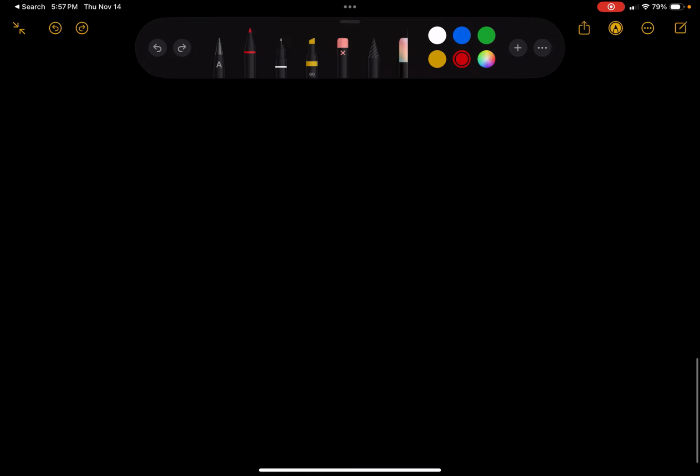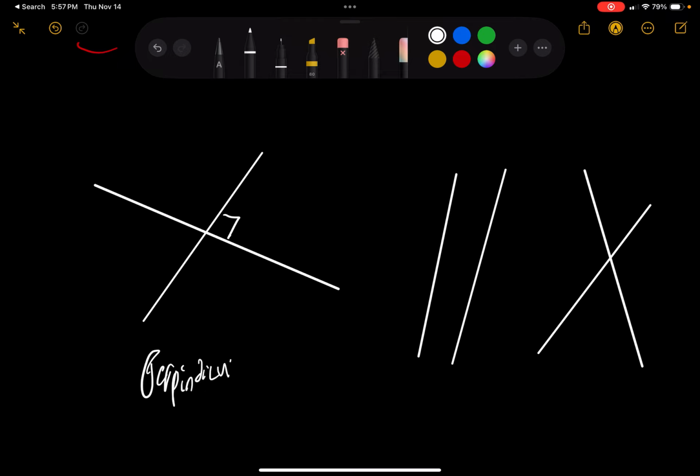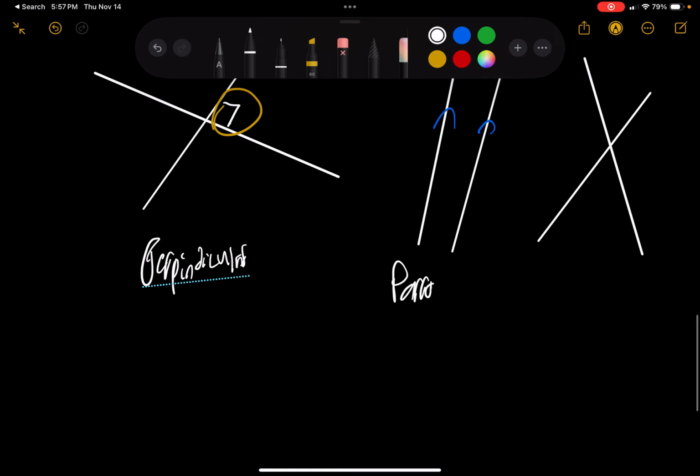Let's talk about the different line relationships. In systems of linear equations, you learn about parallel lines, perpendicular lines, and lines that just intersect. These are perpendicular: they form a 90-degree angle at their intersection. These are parallel: they never meet, denoted by the little arrow symbol. And finally, we have intersecting lines. These are the most basic, and they form vertical angles at their intersection point.